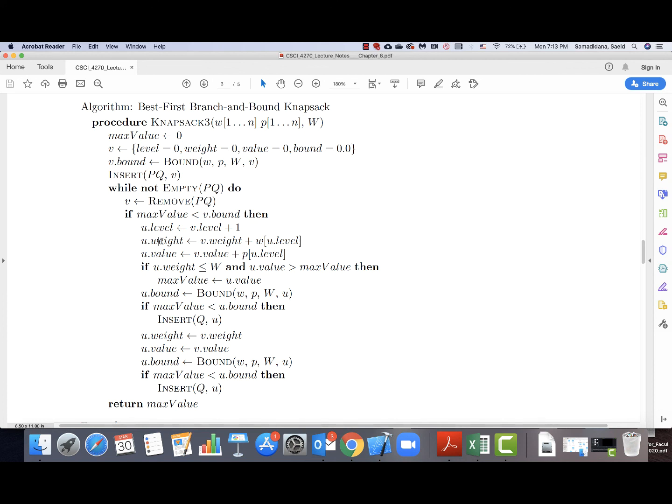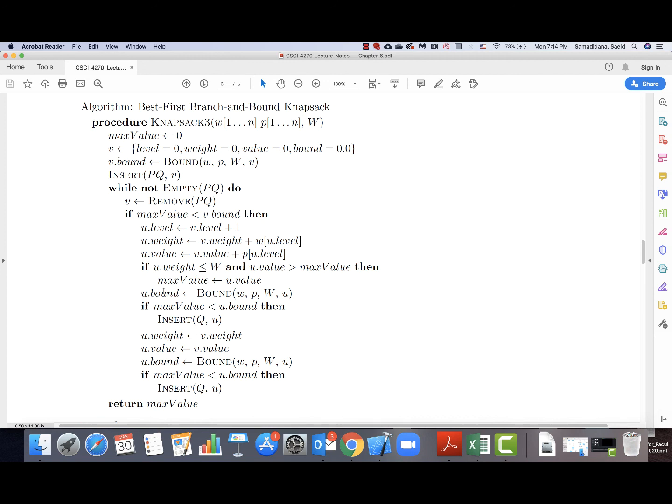Now after having this weight and value, we are going to make sure that the weight is less than the total weight that we can carry, because we don't want to insert or expand a node that is non-promising. So that's a check for that. And if the value that we calculated is larger than the max value, do you remember that the first node, the root, has the max value of 0, but now we are increasing it to 40. So we are changing the maximum value to 40, so we can gain up to $40. Then we are also calculating the bound for this node.